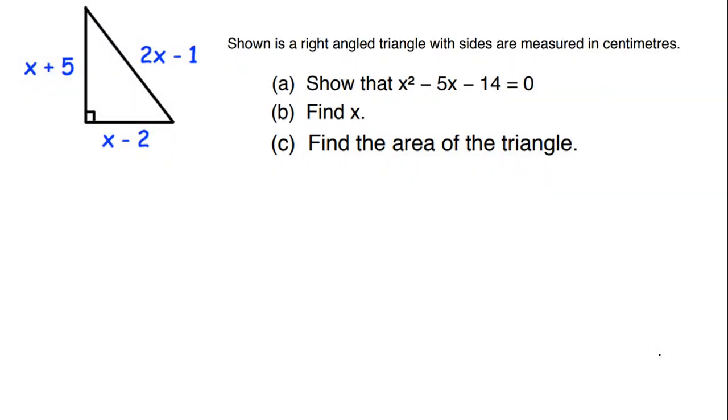Today's question says, shown is a right angled triangle with sides measured in centimeters. Show that x squared minus 5x minus 14 is equal to 0. The B part says find x, and the C part says find the area of the triangle. As you can see, the triangle has values that are not exactly numbers, but different variables and numbers attached together: x plus 5, x minus 2, 2x minus 1. Now, you have to somehow work with these values so that you get x squared minus 5x minus 14.